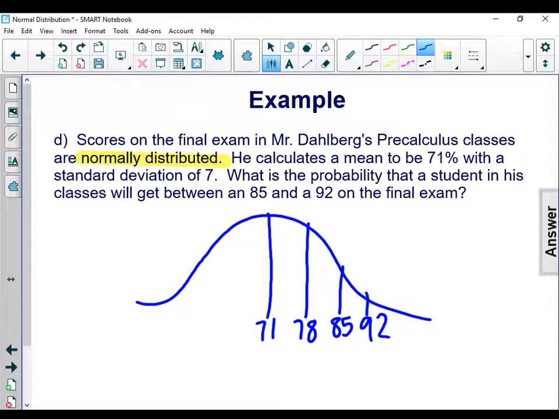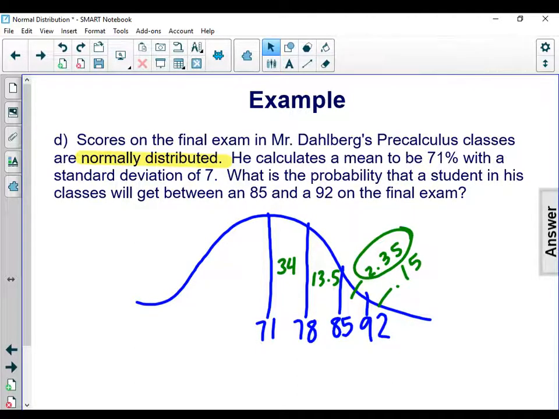Again, I want to make sure I am putting these percentages in here, not because I necessarily need them every single time, but because it helps me memorize them each time. Okay. So now I'm only interested in the probability that a student in his class will get between an 85 and a 92. What percent is that? 2.35%. Okay. Good luck on the test.